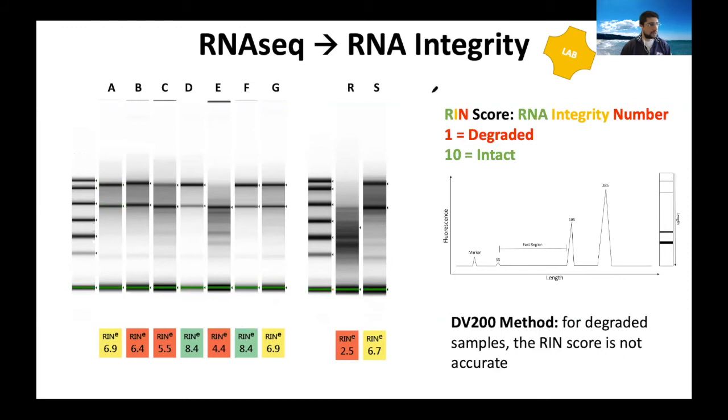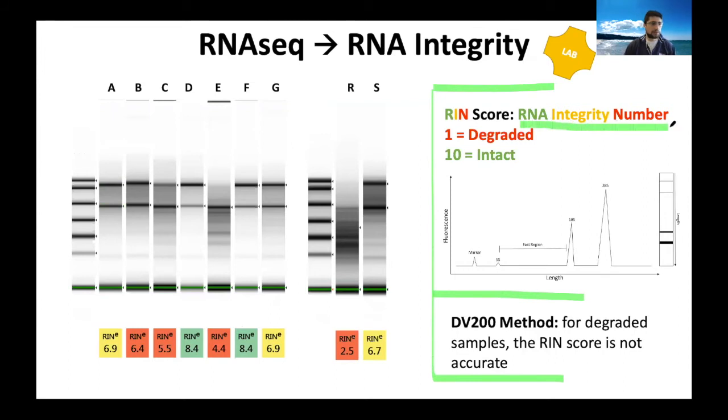The TapeStation and the bioanalyzer have a so-called RIN score, which stands for RNA integrity number. It's basically a number between 1 and 10, with 1 being very degraded and 10 being very intact. Which ones were A, E, and R? You can see A has 6.9, E has 4.4, and R has 2.5. So you can definitely see that A is better than E, and E is better than R.